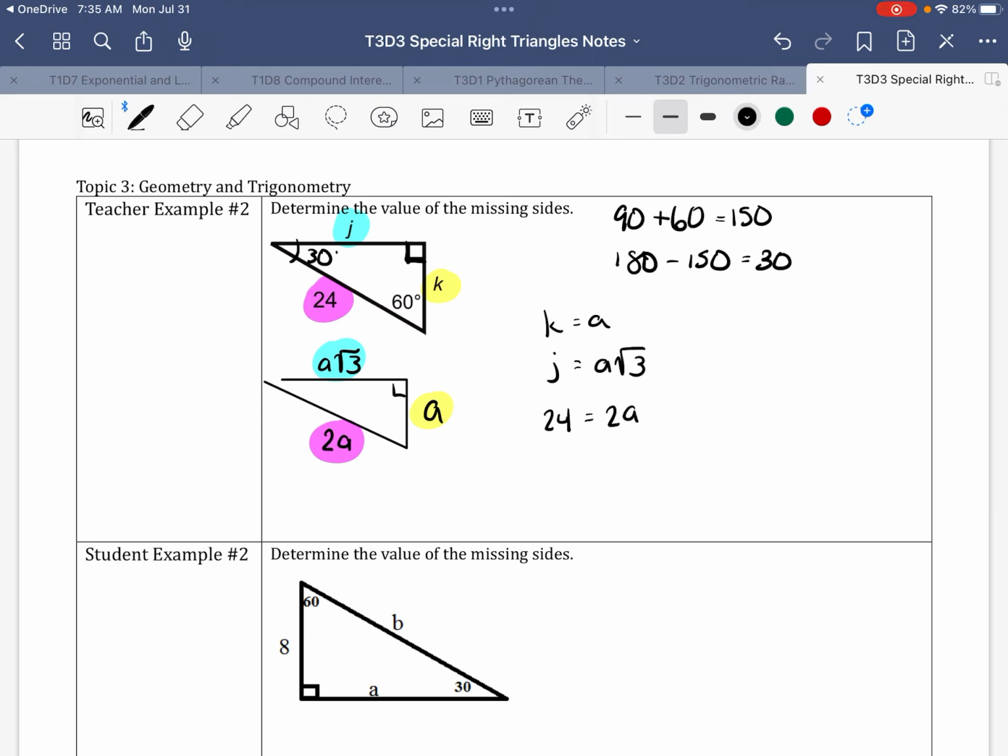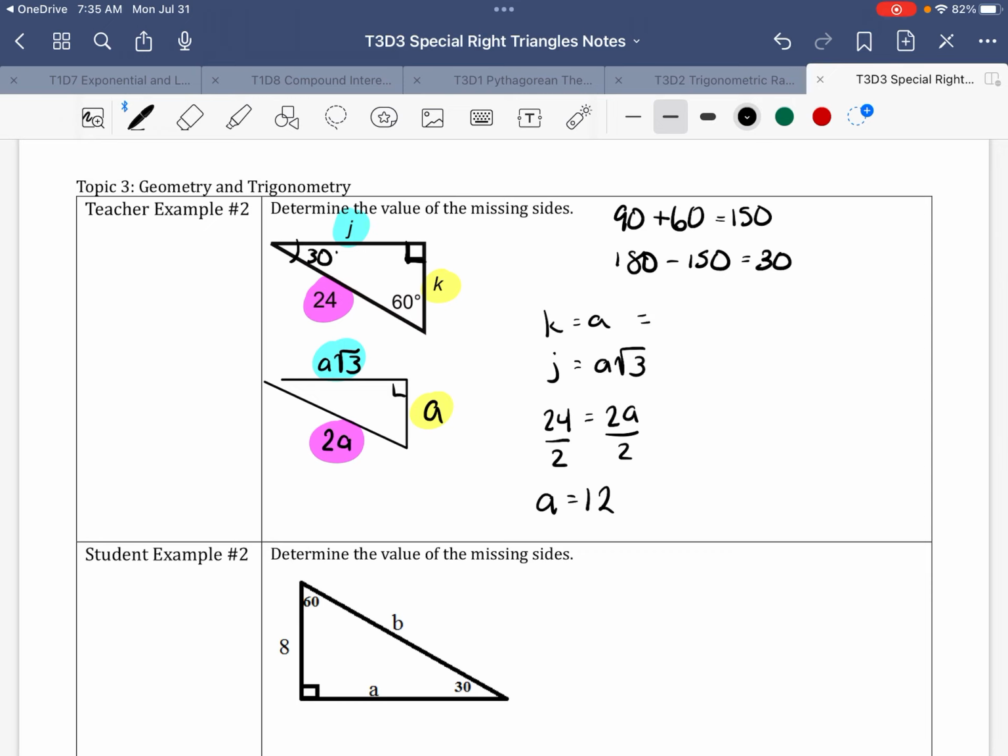And 24 equals 2A. My first two equations have two variables, and I don't know how to solve equations with that many variables just yet. But my third one, I can solve for A. Since 24 equals 2A, if I divide both sides by 2, A is equal to 12.